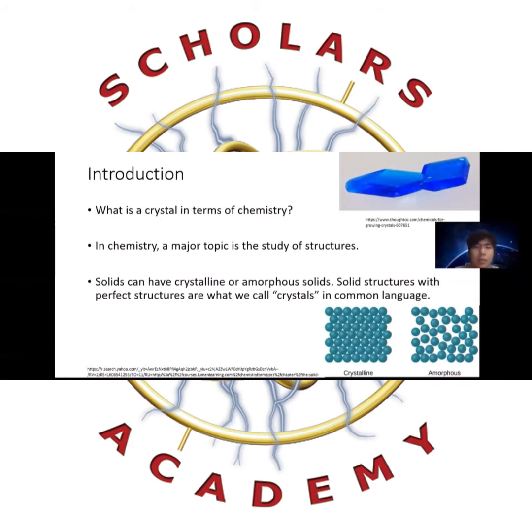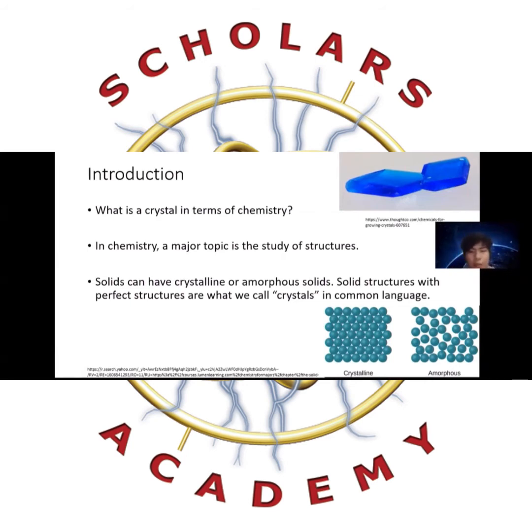And the reason they're called crystals in terms of chemistry is due to the structure. In chemistry, there's a major branch focused on the study of structures. Solids have something called crystalline structures or amorphous structures, right? So if they have a crystalline structure, they will be called a crystalline solid. And if they have an amorphous structure, they'll be considered an amorphous solid.